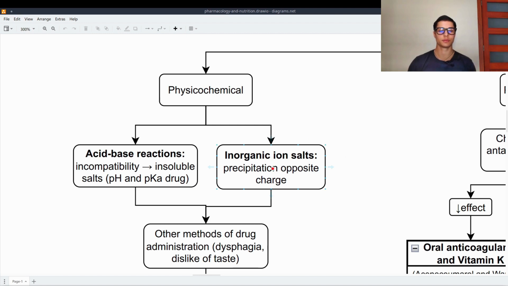Inorganic ion salts. This is the precipitation by opposite charge. This is, for example, salt. Salt is chlorine and sodium. They are attached to each other because of opposite charges. Therefore, if I have, for example, chlorine in my medicine and I have salt, then it will be much easier to create inorganic ion salts, which happens via the precipitation because of the opposite charge.